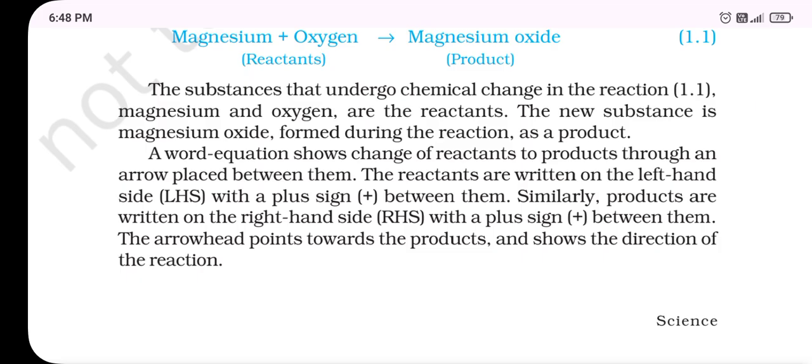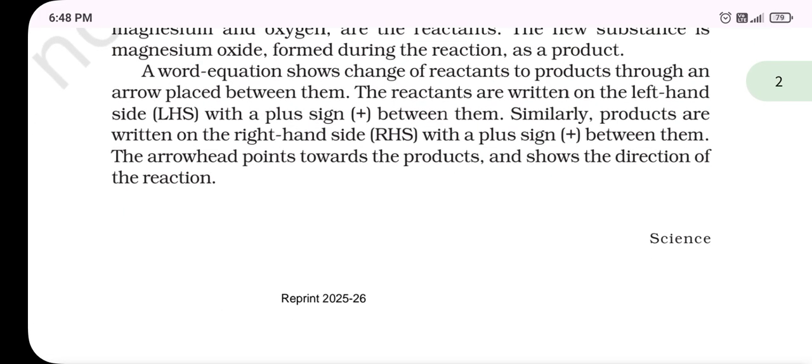Magnesium and oxygen are the reactants, as I said earlier. The new substance is magnesium oxide. We all know about this, formed during the reaction as a product. A word equation shows change of reactants to products through an arrow placed between them.